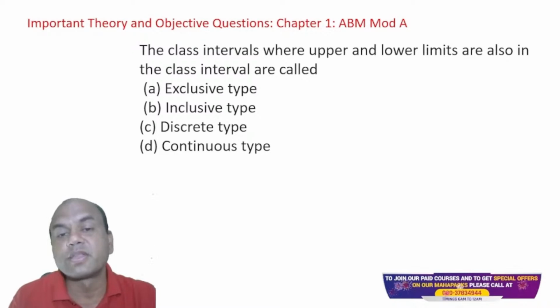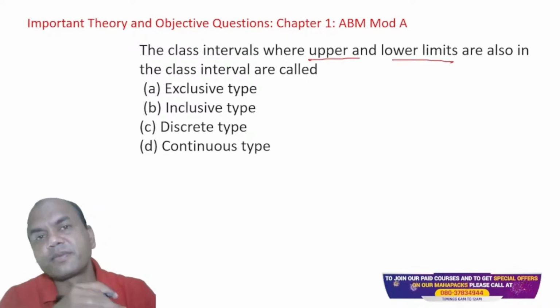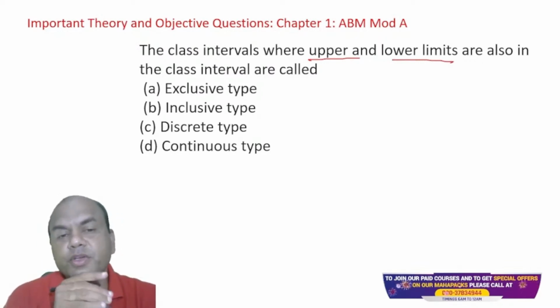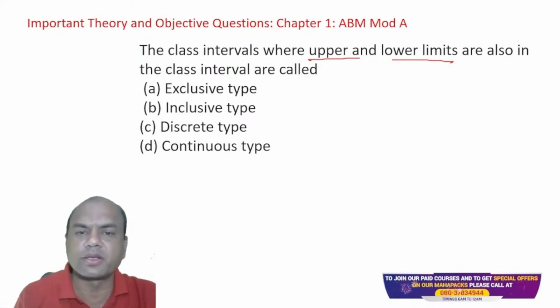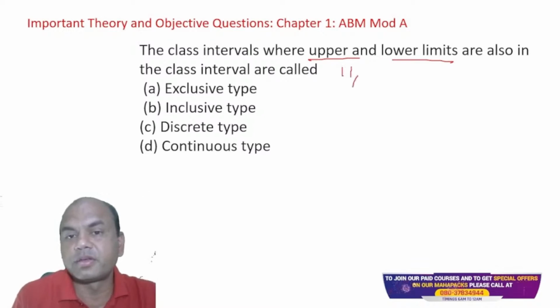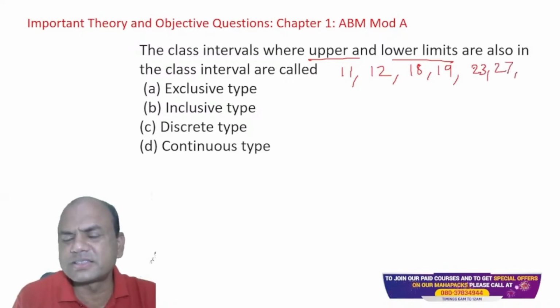The class intervals where the upper and the lower limits are also included in the class interval are called what? Now what do you mean by this? Upper and lower limits are included. Let me give you the logic here. Suppose there are these numbers: 11, 12, 18, 19, then let's say 23, 27, 29.